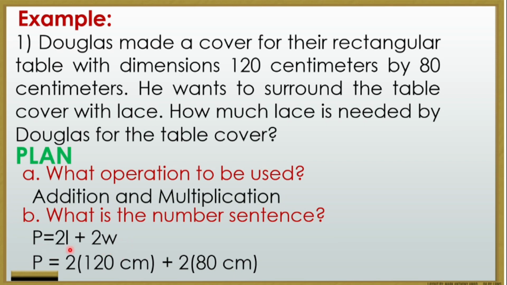So this would be the formula in finding the perimeter of the rectangle. So let's substitute. P is equal to 2 multiplied by 120. 120 is the length of the table. Why is that 2? Because we represent 2 lengths in the rectangular table. And 2 multiplied by the width, the value is 80 centimeter.